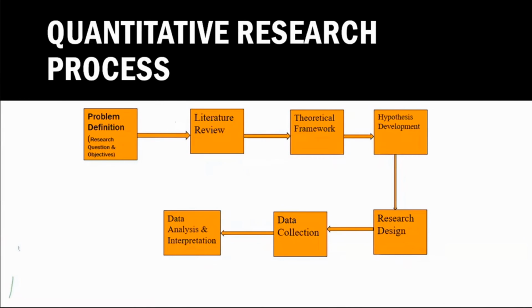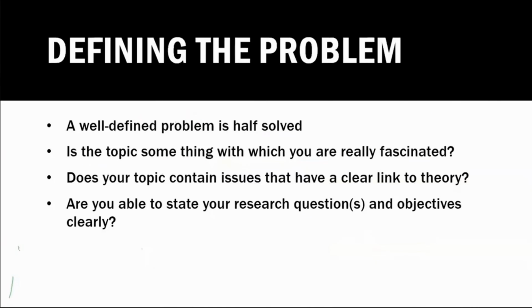And then on the basis of the literature review, we develop the theoretical framework. And then we develop hypotheses, whether there is a certain relationship between the variables. And then we develop our research design. And then we collect data, and then there is data analysis and interpretation in the quantitative research process. Let's see these steps one by one.